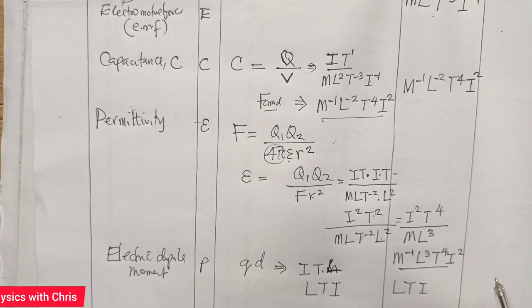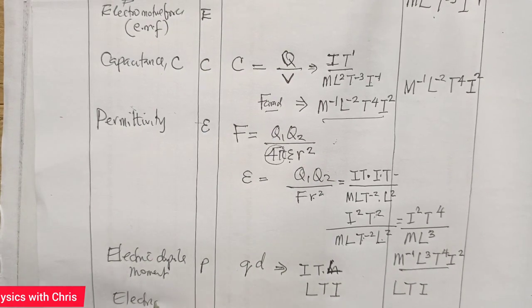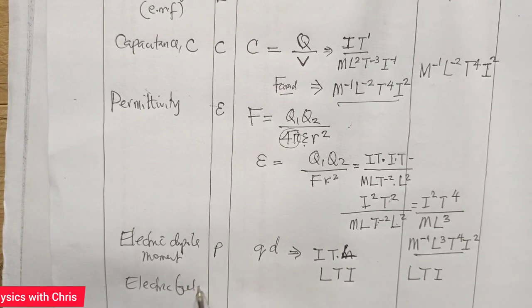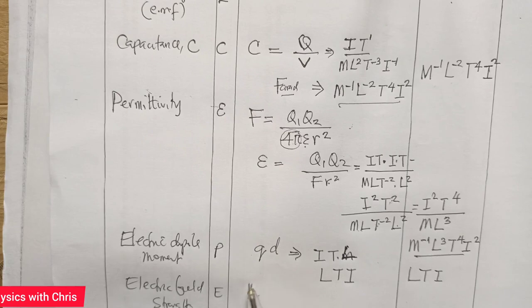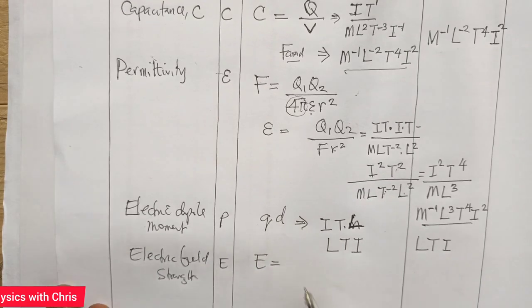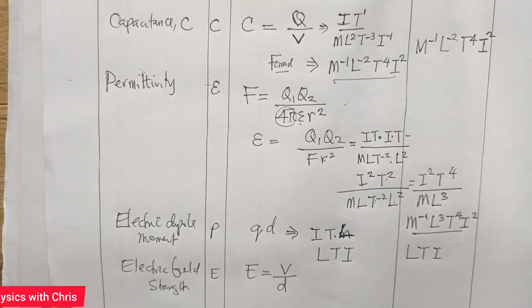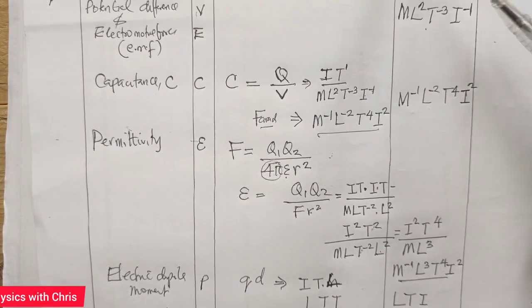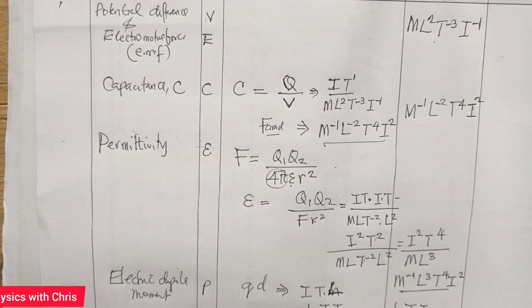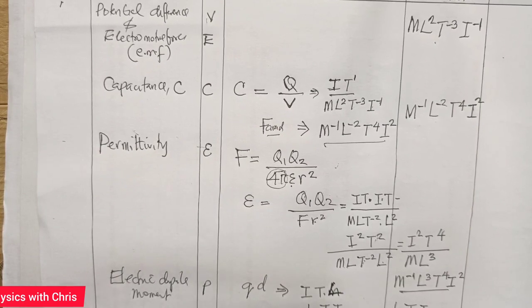Now let's look at the dimension of electric field intensity, electric field strength or field intensity, that is E. It is defined as potential difference V over D. Before now we have the dimension of potential difference. This is my dimension for potential difference. That gives me M L squared T minus 3 I raised to power minus 1.